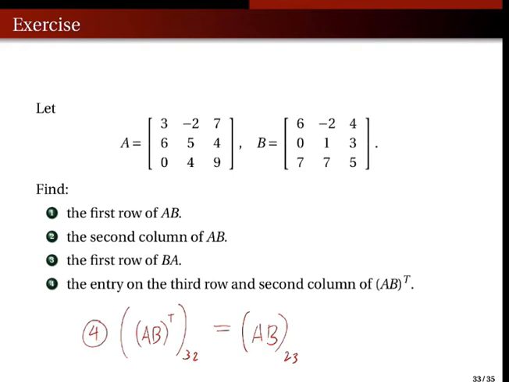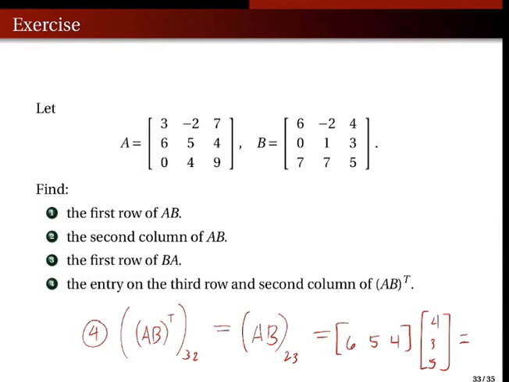So if you want this, you want the second row of A. What is the second row of A? So 6, 5, 4. Multiply it to the third column of B. So third column of B: 4, 3, 5. And if you do this, what will you get?